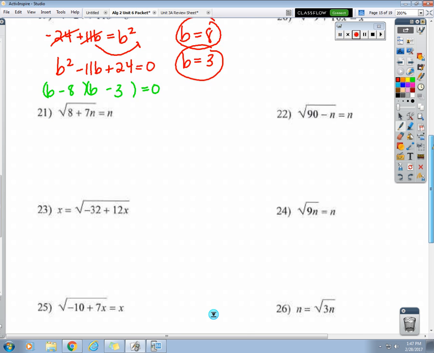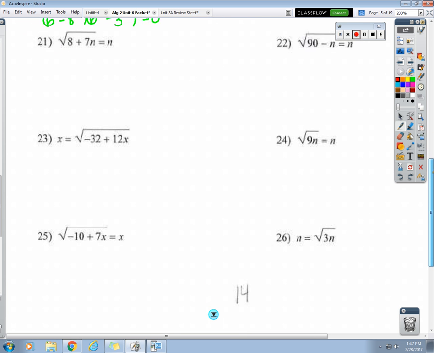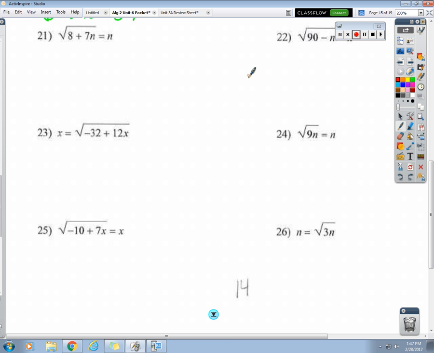Okay, number 21. What should I do first? Square it, to cancel out the square root. But if you square this side, you have to square this side. So now I have 8 plus 7n equals n squared. So now what should I do?